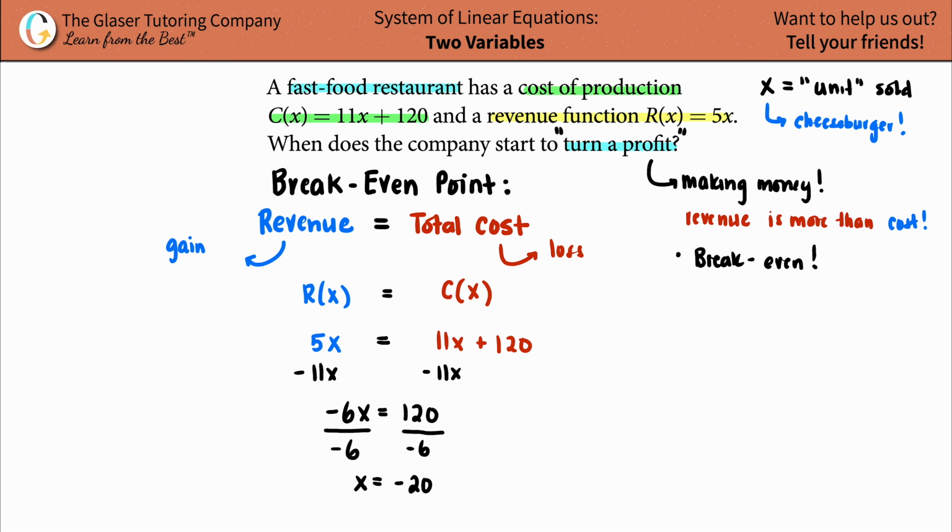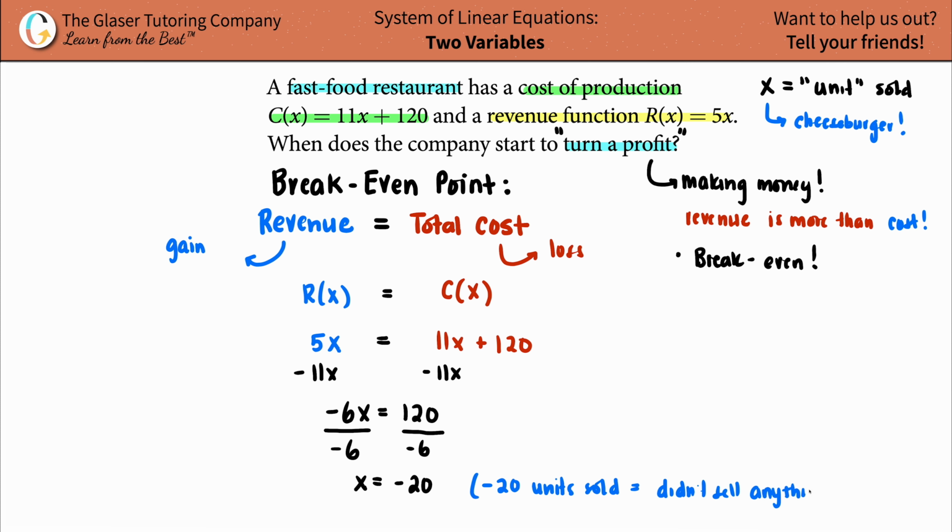But keep in mind that we're talking about business, revenue, and cost, right? We have negative 20 as our units sold. If you have negative 20 units sold, did you really sell anything? No. Didn't sell anything.